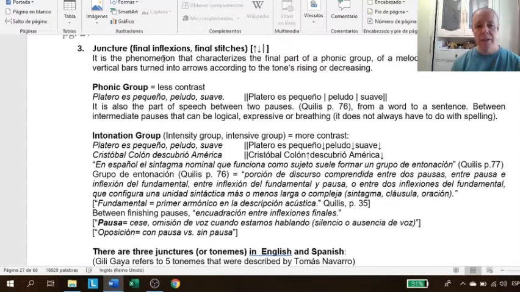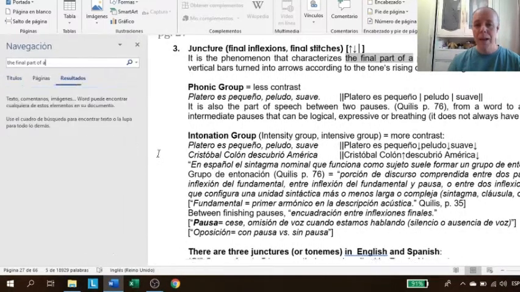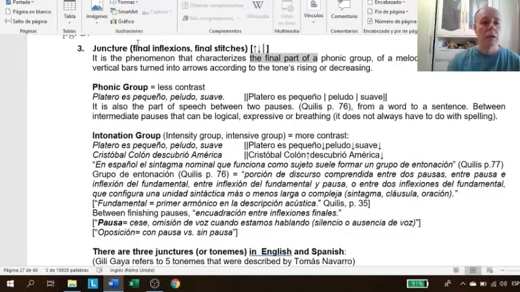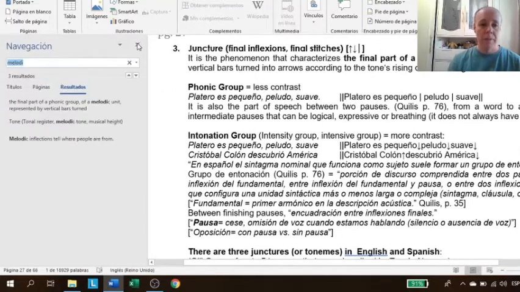It is the phenomenon that characterizes the final part of a phonic group, of a melodic group, represented by vertical bars turned into arrows according to the tones rising or decreasing. Okay, so definition of juncture: the final part of a melody. The final part of a phonic group. The final part of a melody.